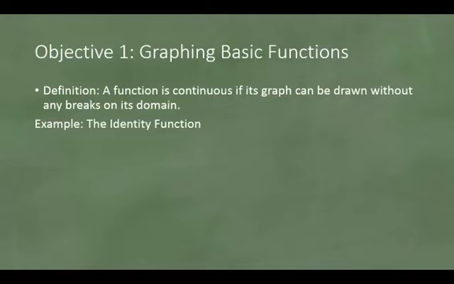Graphing basic functions. Definition: a function is continuous if its graph can be drawn without any breaks on its domain. So for example, there's no breaks in the x values. So here's a function that's continuous. Notice it's nice and continuous. There's nothing weird going on.